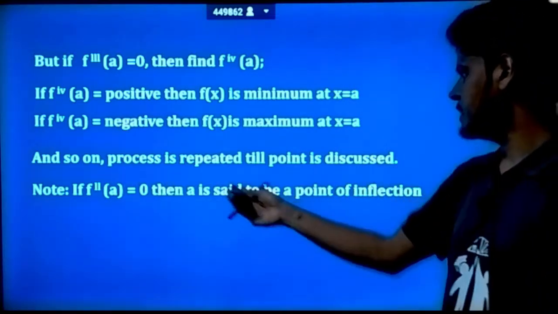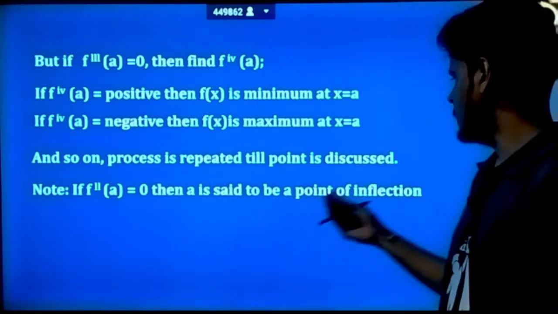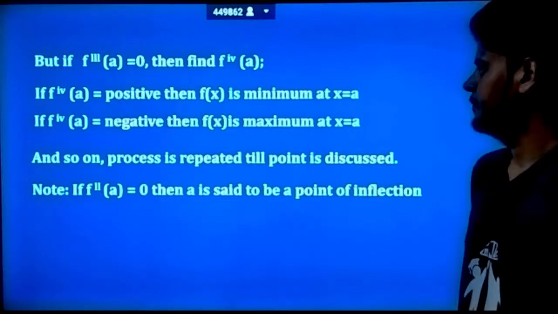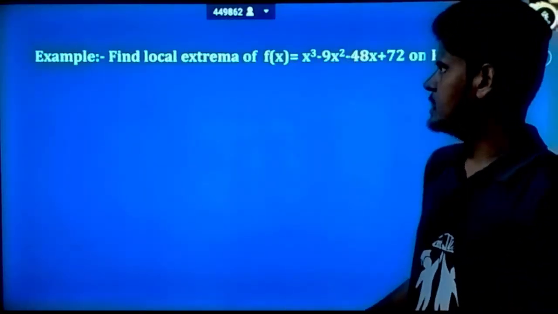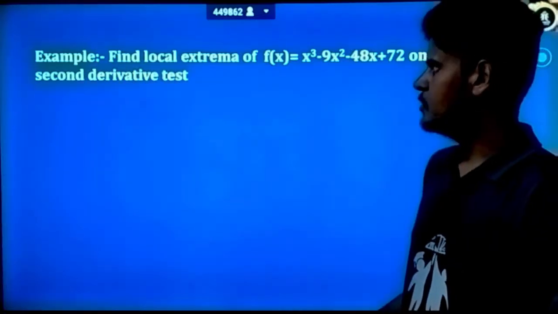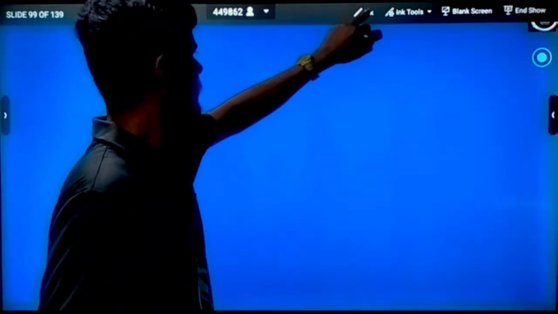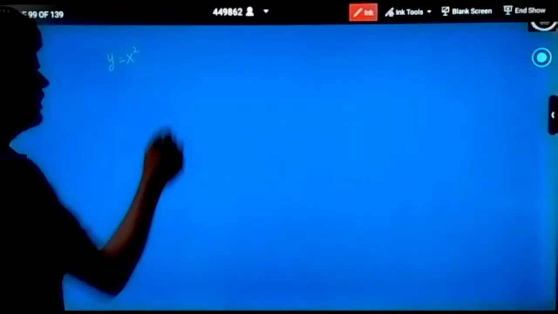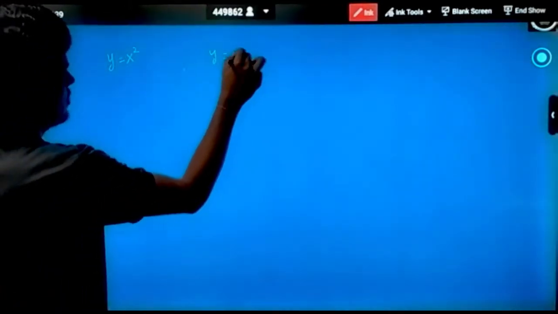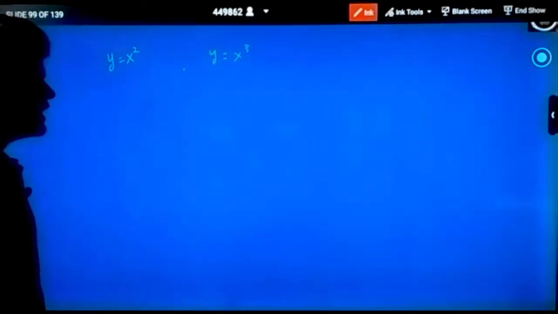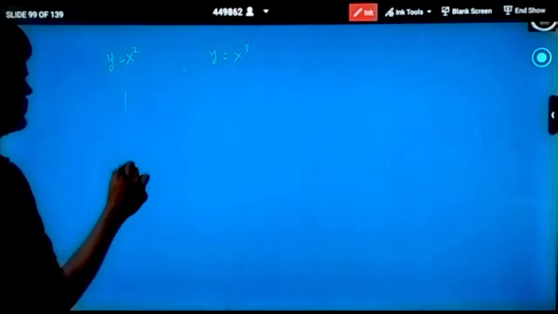If the second derivative of f is 0 and the third is non-zero, then a is said to be a point of inflection. And why do we call that a point of inflection? We will consider one example. We will consider two curves, y equal to x square and y is equal to x cube. We already know the graphs of these two curves.